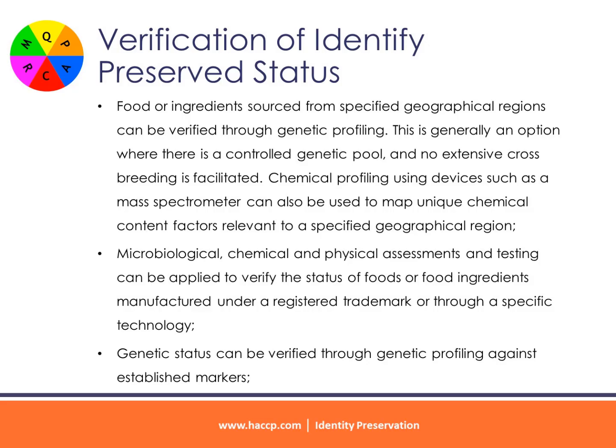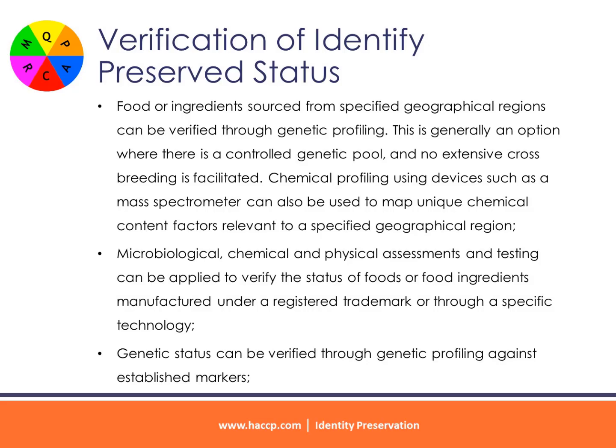Chemical profiling using devices such as a mass spectrometer can also be used to map unique chemical content factors relevant to a specified geographical region. Microbiological, chemical and physical assessments and testing can be applied to verify the status of foods or food ingredients manufactured under a registered trademark or through a specific technology.